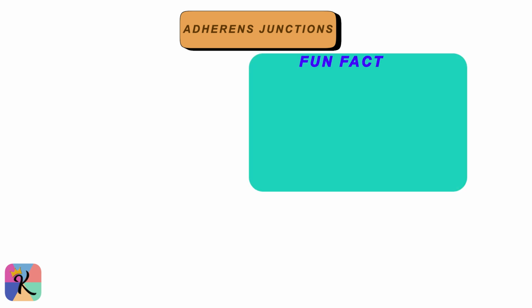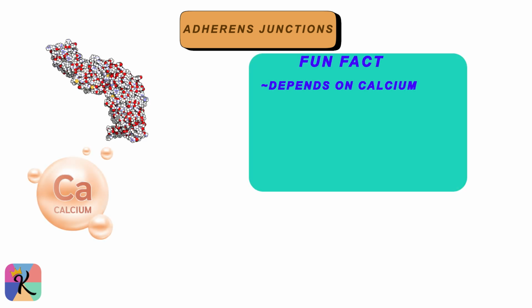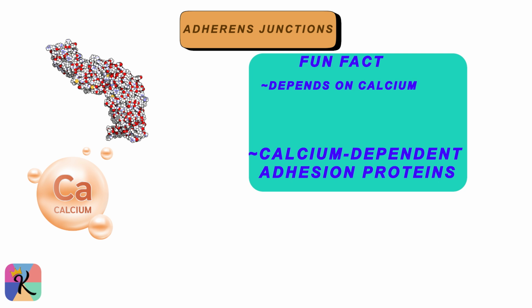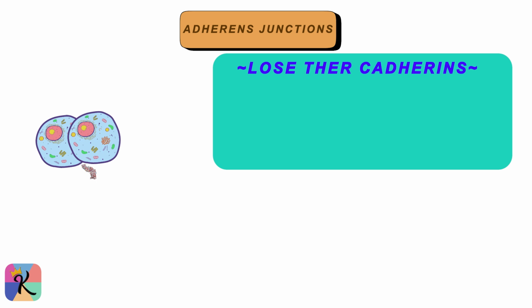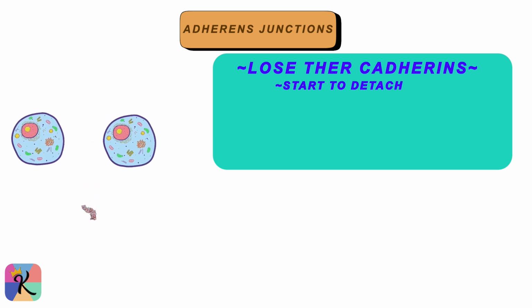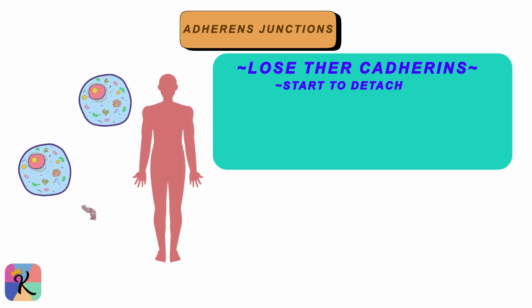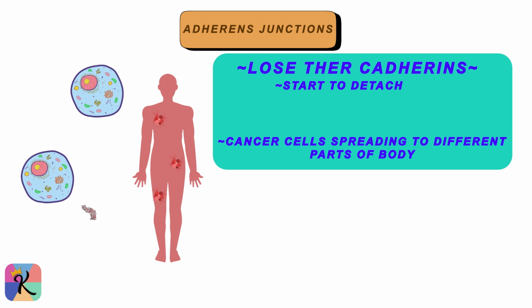And here's a fun fact: these cadherins depend on calcium to work correctly. That's why they're called calcium-dependent adhesion proteins. One more thing about adherens junctions: when cells lose their cadherins, they can actually start to detach and move around. This is something we often see in cancer cells that become metastatic, spreading to different parts of the body.